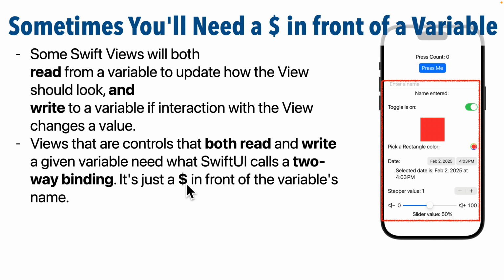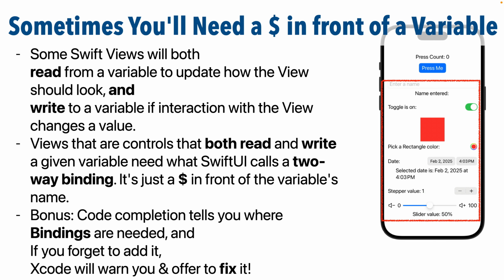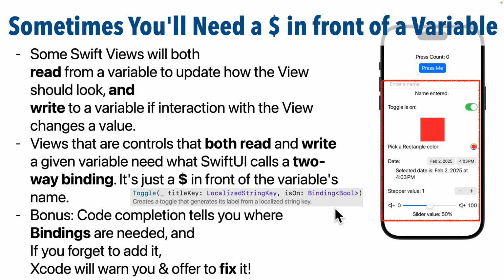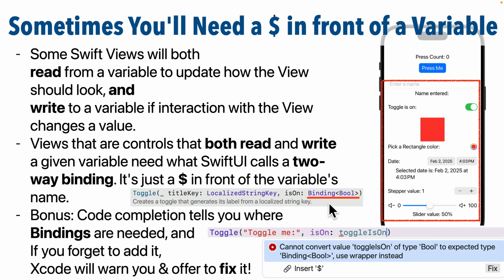Now new programmers, or programmers that are new to SwiftUI, often forget to put the $ where it's needed. After all, this is a new concept, it's unfamiliar to folks, but one of the nice things about Xcode is that it'll both let you know where it's needed in code completion by indicating that you have a binding variable as one of the parameters, and it'll let you know if you forget the $, and even better, it'll offer to fix it for you if needed.